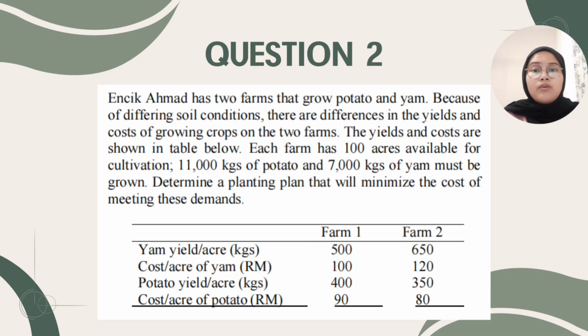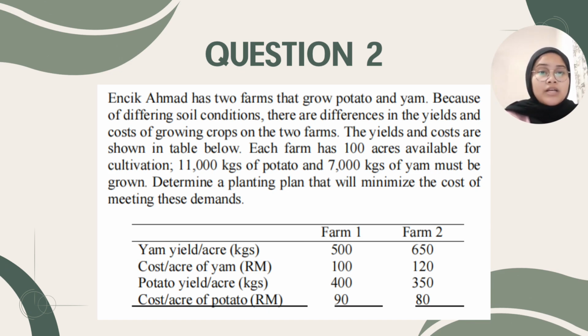So I'm going to continue with question number 2. The question is, Encik Ahmad has 2 farms that grow potato and yam. Because of different soil conditions, there are differences in the yields and cost of growing crops on the 2 farms. The yield and cost are shown in the table below. Each farm has 100 acres available for cultivation, 11,000 kgs of potato and 7,000 kgs of yam must be grown. Determine a planting plan that will minimize the cost of meeting these demands.